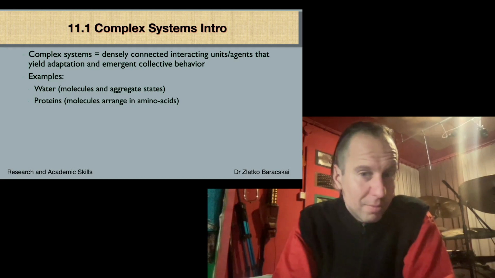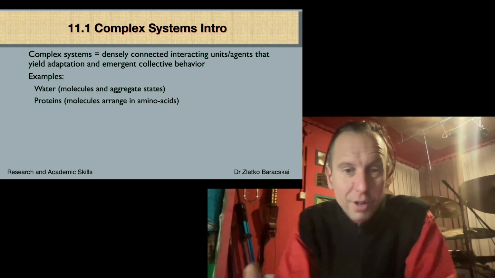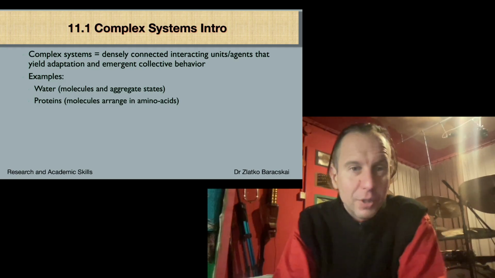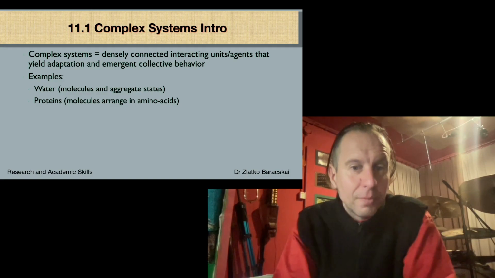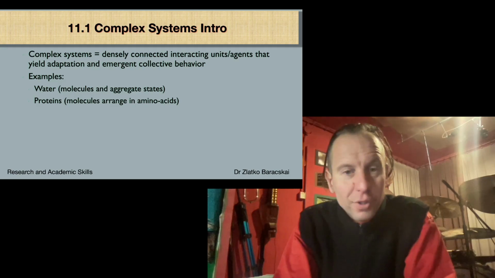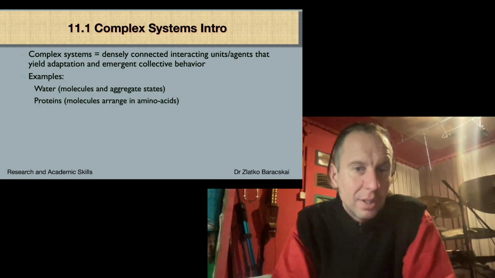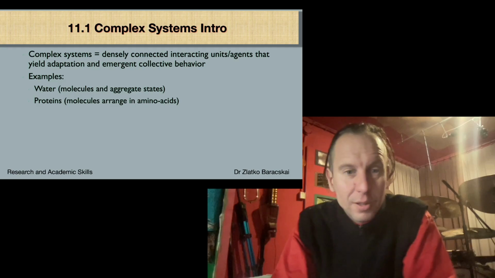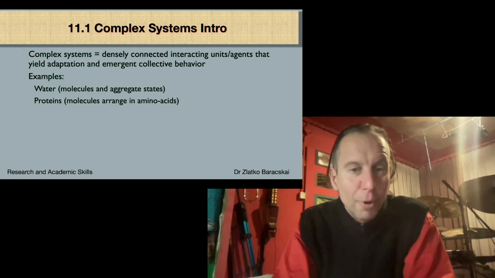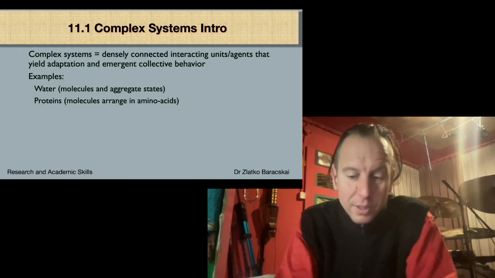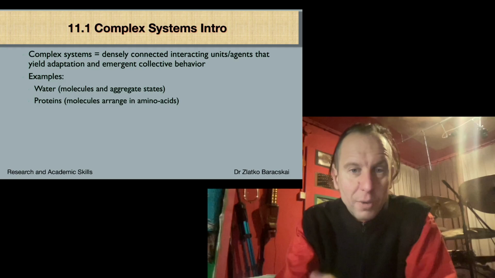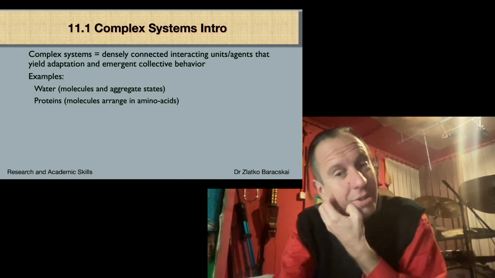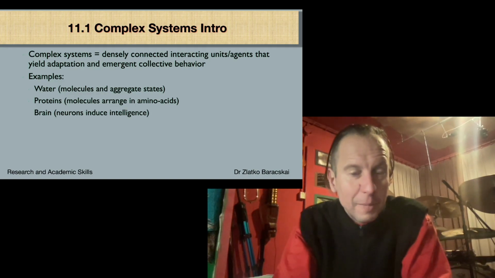Supposedly, proteins as well, the way that molecules arrange into amino acids. Basic biochemistry is full of similar examples. I mean, if you just think of life itself, can we explain it from just the chemistry, by looking at the components of matter? Indeed, it seems that we can't. So again, we have an emergent property. We have adaptation. Life is a prime example of this.